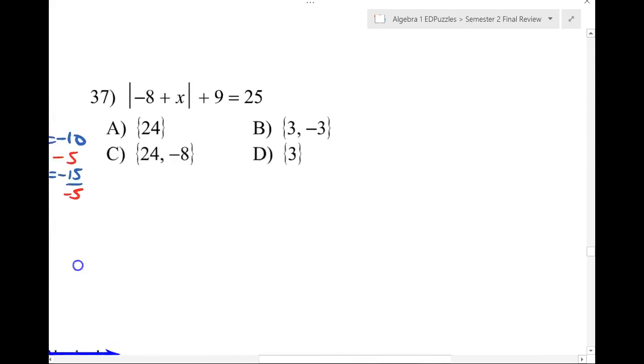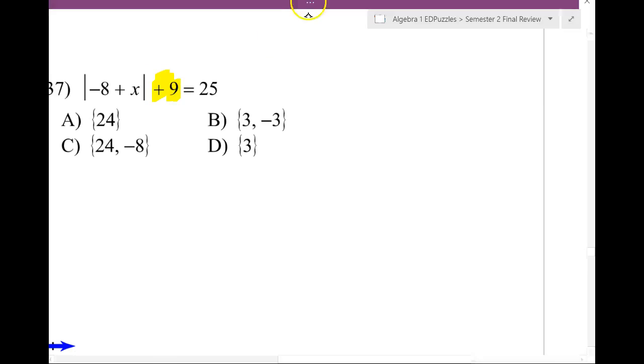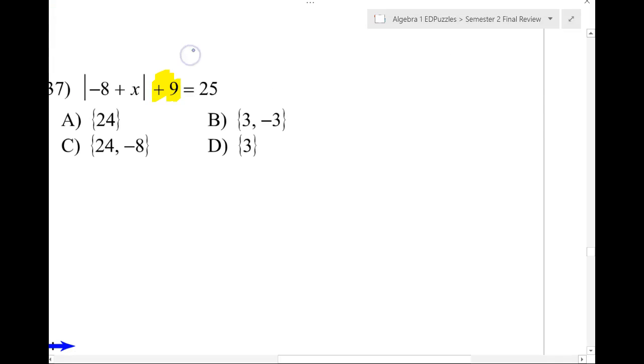So now number 37. Okay, now here's the case, like where I was saying, that the absolute value bars are not isolated because I have this 9 over here. So let's get rid of the 9 first before we start splitting it into two equations. So we have to subtract it from both sides.